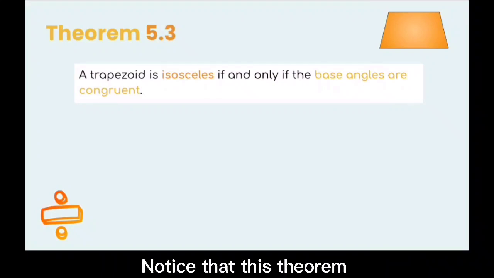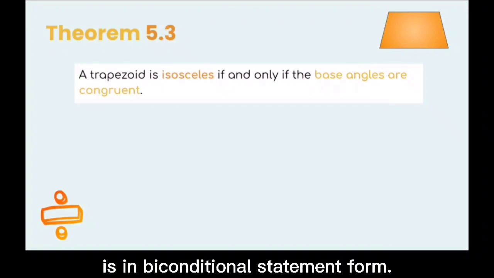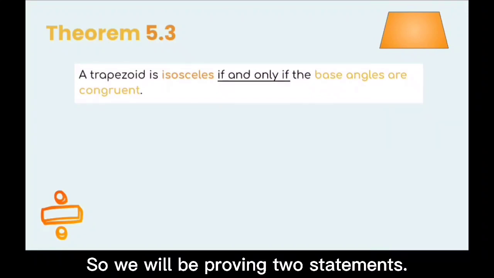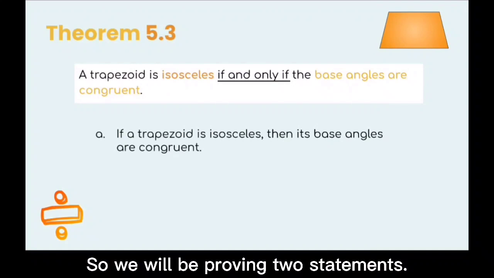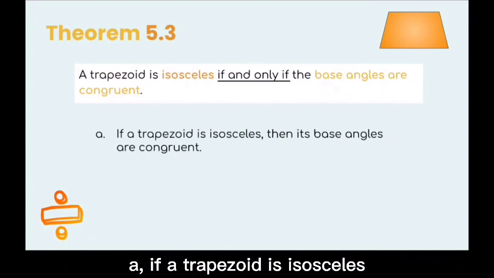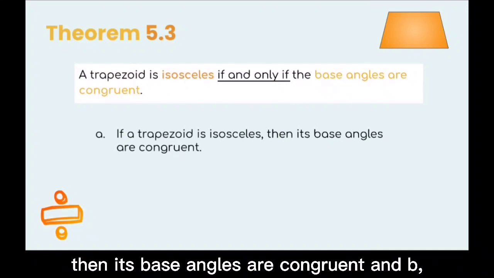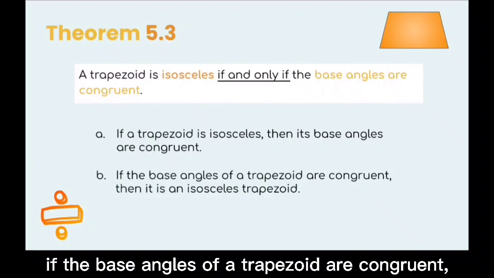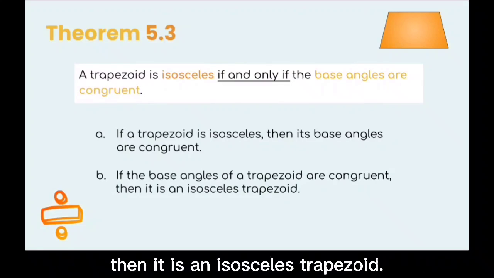Notice that this theorem is in biconditional statement form, so we will be proving 2 statements. A. If a trapezoid is isosceles, then its base angles are congruent, and B. If the base angles of a trapezoid are congruent, then it is an isosceles trapezoid.